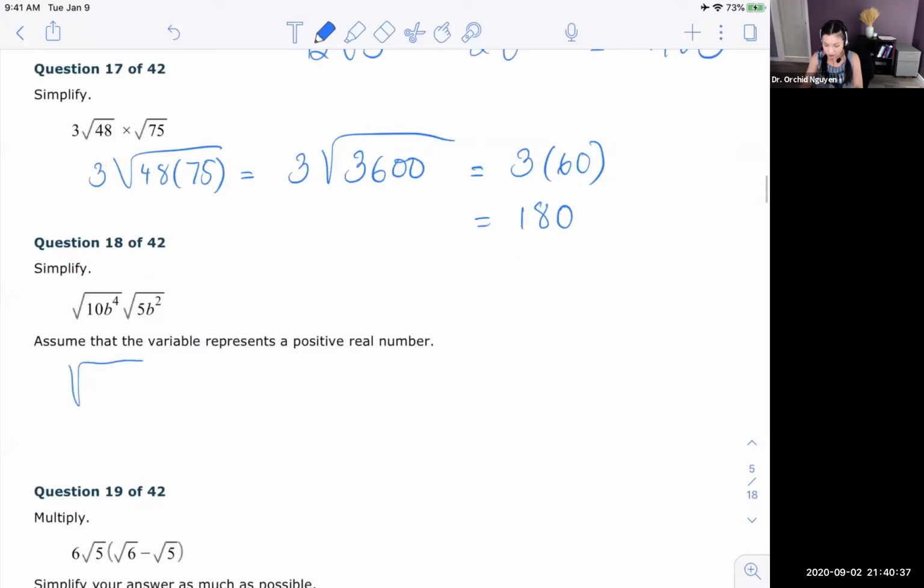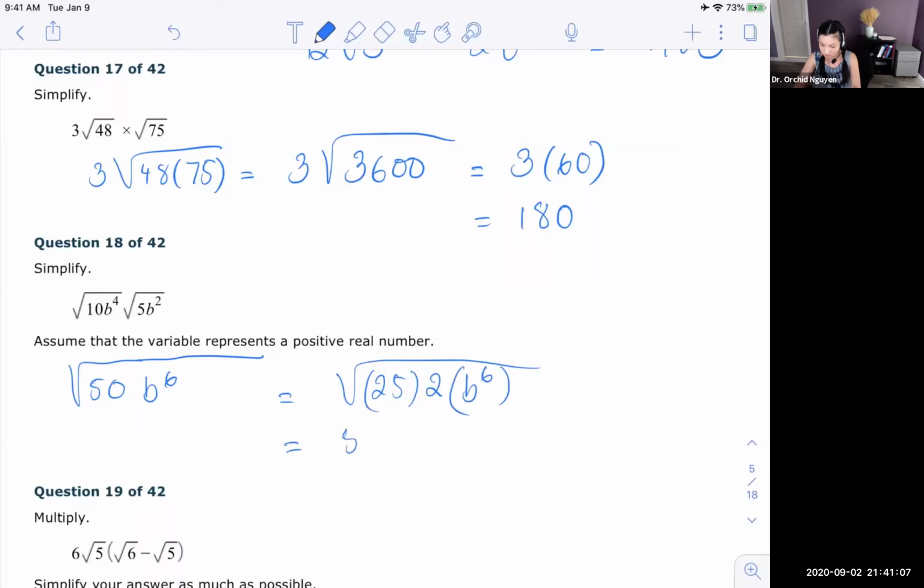I'm going to multiply first. So I get 10 times 5, which is 50. And then b. So don't forget, when you multiply, you add the exponents. A lot of people get confused and multiply the exponents. Don't do that. Okay, so as you can see, 50, we take care of 50 a lot. So hopefully by now, you know that 50 is just 25 times 2, and b to the 6th power, that's a perfect square. So I ended up with 5 b cubed square root of 2. Okay.